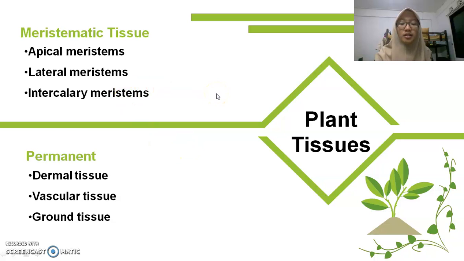Meristematic tissue consists of three types based on their location in the plant. There are apical meristem, lateral meristem, and intercalary meristem. Apical meristem contains meristematic tissue located at the tips of stems and roots, which enables a plant to extend in length. Then, lateral meristem facilitates growth in thickness or girth in a maturing plant.